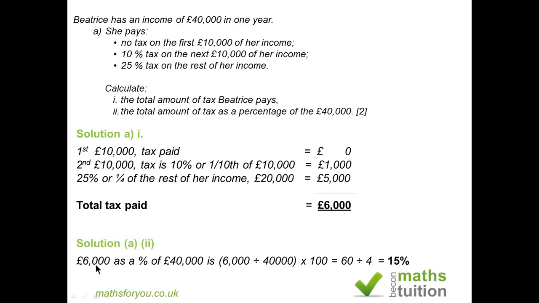Now we're required to express £6,000 as a percentage of £40,000. So we divide 6,000 by 40,000 and then multiply by 100, and this gives us 15%. Now note, if we were asked to show this as a fraction, then there would have been no need to multiply by 100. But in this case, we are asked to show the result as a percentage, hence 15%.